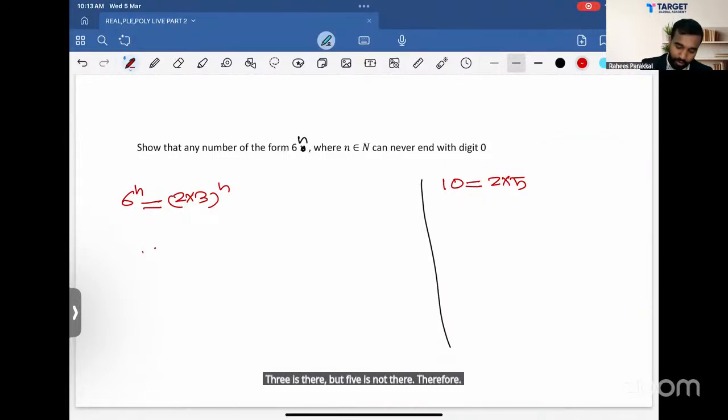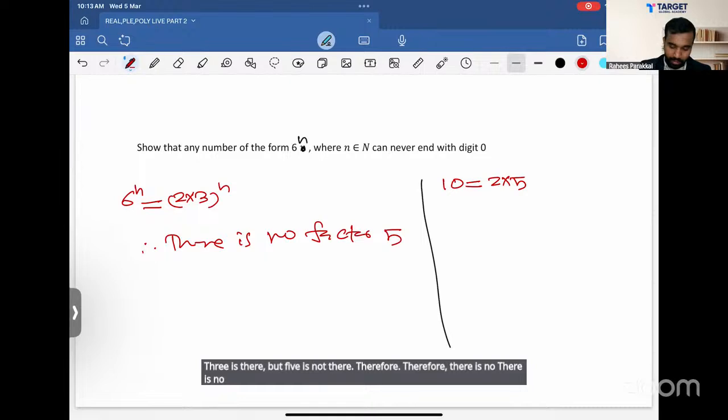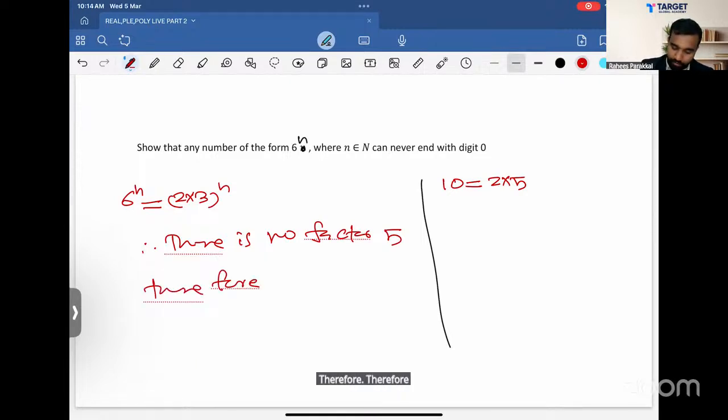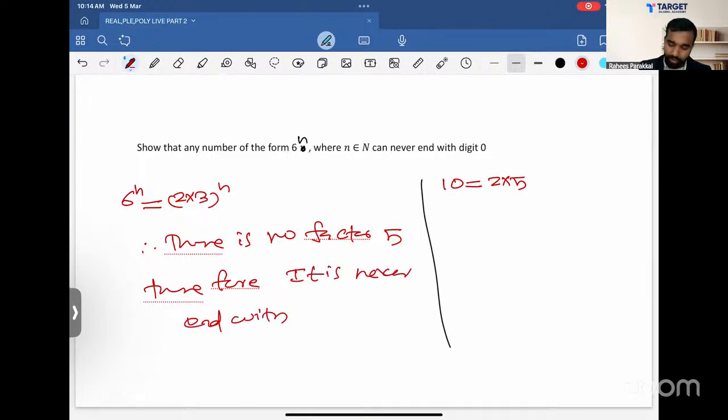Therefore, there is no factor 5. Therefore, it never ends with a 0. I hope this concept is crystal clear.